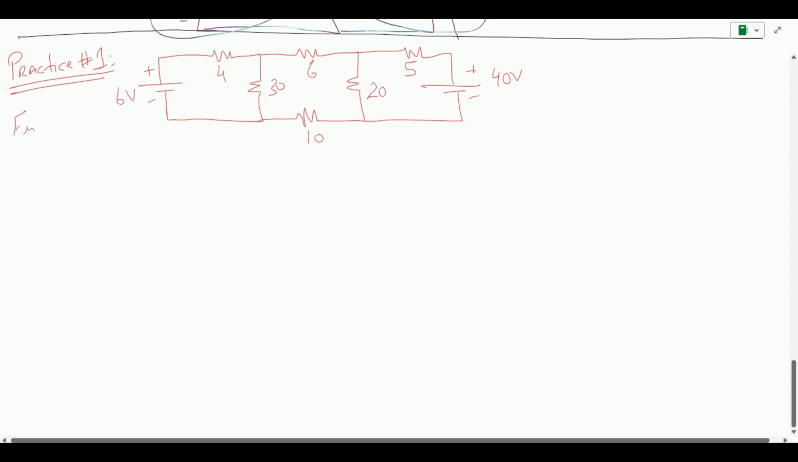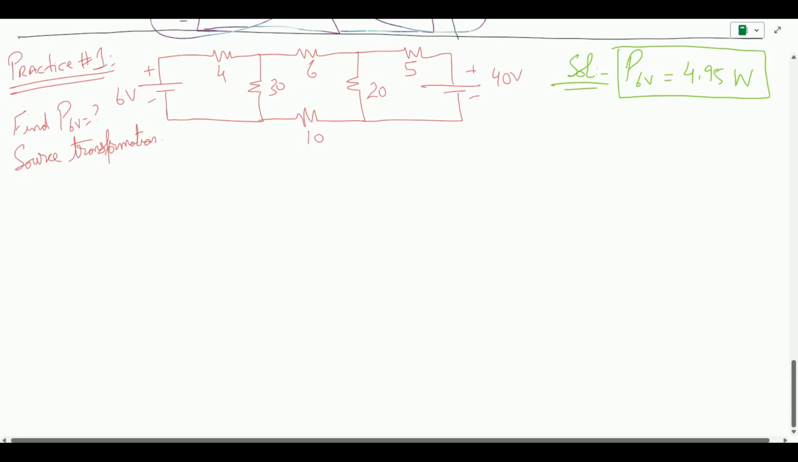In this question, find the power at the 6 volt source, and you have to use source transformation techniques. So this is one question that you can practice. Another one you can try yourself. Okay, I'll leave you with the answers as well, so you can verify. The solution to this comes out to be that the power at the 6 volt source is going to be 4.95 watts, which means this power is getting consumed or absorbed. So this is the power.